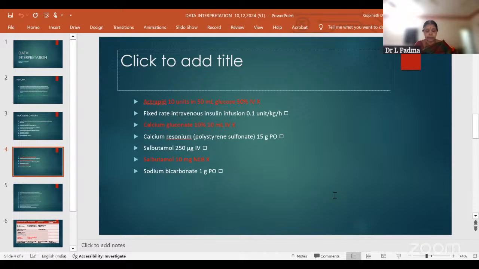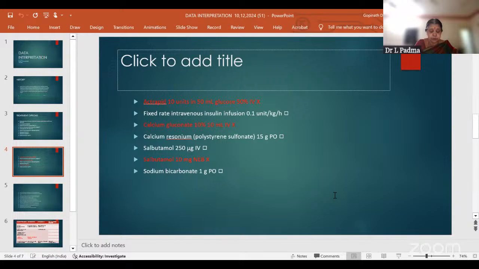setting or ward-based setting, nebulization is preferred so that we are minimizing the adverse effects like fine tremors, hypokalemic periodic paralysis. All these are reduced. So on a ward setting, we prefer salbutamol 10 mg nebulization. So did you understand why we have chosen only those three and not the other ones?